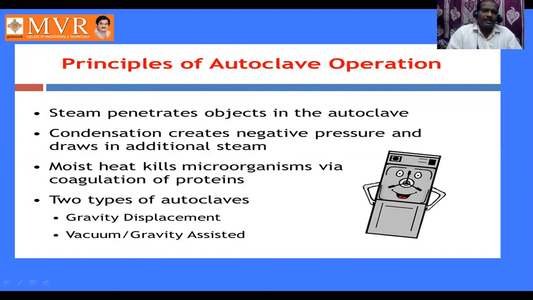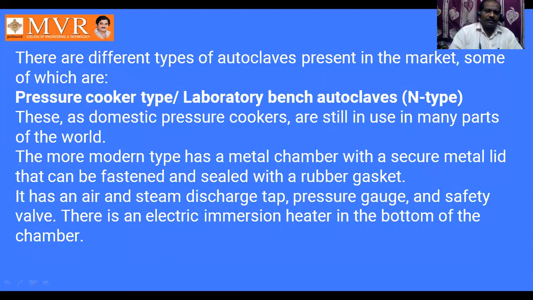That means by creating a condition, we are going to create a negative pressure and draw in the additional steam. Moist heat kills microorganisms by coagulation of proteins. So these are the different principles and steps that will be followed for sterilization of a component. We will discuss that. If you observe, there are different types.